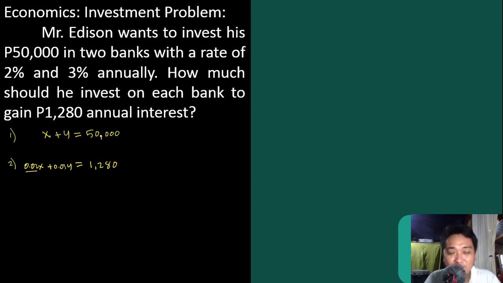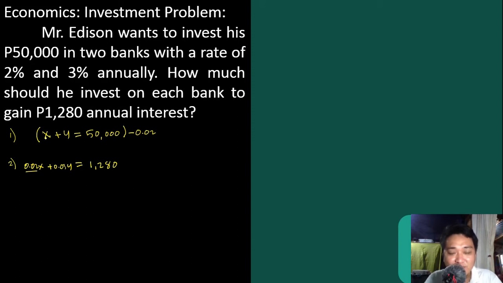Now we are ready to convert this linear equation para may makancel po tayong isang variable. So here, we could multiply this by a negative number para makancel natin yung x, let us multiply it by a negative 0.02.